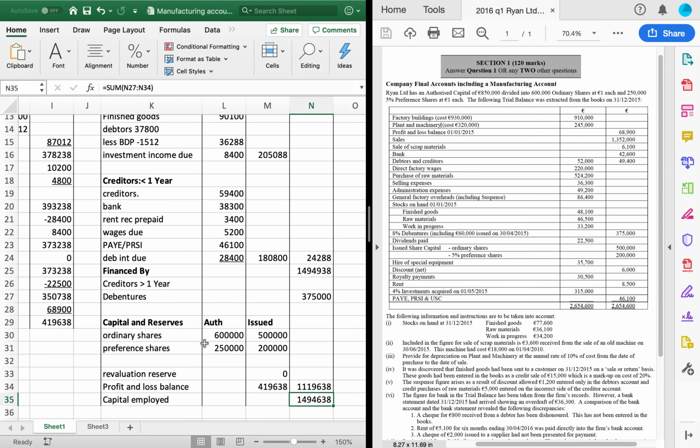Just be careful on the layout. I obviously made a balls of layout at the start. Anyway, hopefully that's of some use to you. Have a good look over that one there, Ryan Limited, for your exam. Alright, enjoy the rest of your break.